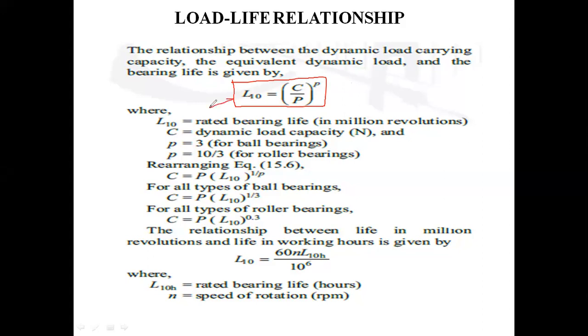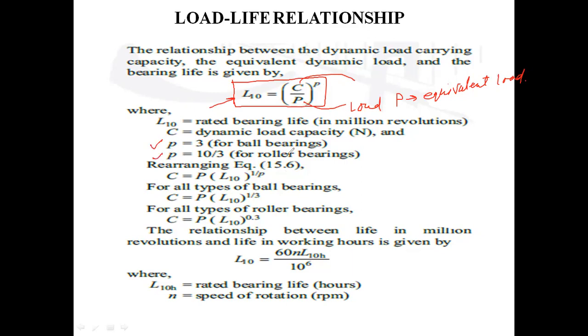is the rated bearing life in millions of revolutions. C is your dynamic load carrying capacity. P is your acting load, or in this case we can say P is your equivalent load. That p value is equal to 3 for ball bearing and p is equal to 10 by 3 for roller bearing.